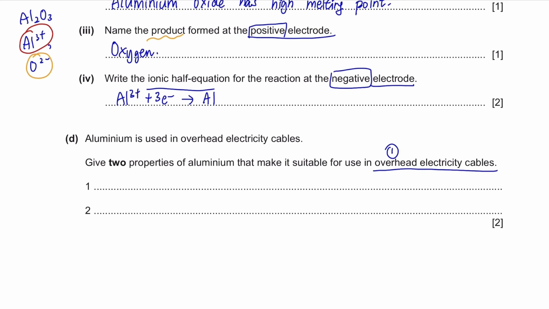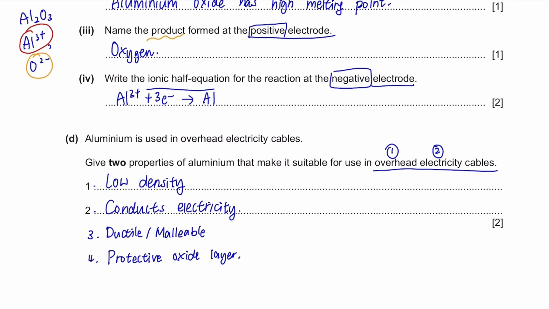Then secondly, it conducts electricity very well, so it can be used as an electricity cable. You can also say that it's ductile or malleable, so it can be easily formed in a cable shape. And it also has a protective oxide layer, so it does not corrode easily.